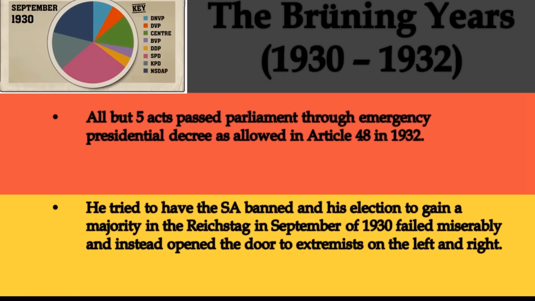Brüning also tried to ban the SA, who were the Sturmabteilung. They were basically the Nazis' thugs who would protect the Nazi meetings and would attack other meetings and things like that. And to do this and to gain more support in the Reichstag, he calls an election in September of 1930, and you can see it in the corner there with the amount of people who won. But this fails miserably, and instead lots of extremists are voted into power. So you can see the NSDAP getting a sizable chunk for the first time, as well as the KPD. They also made ground in that election.